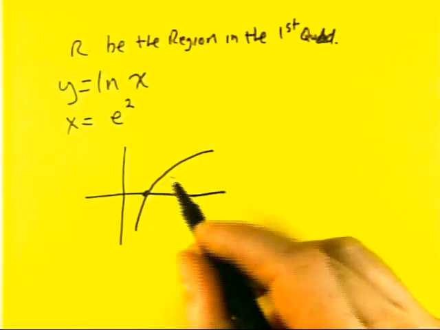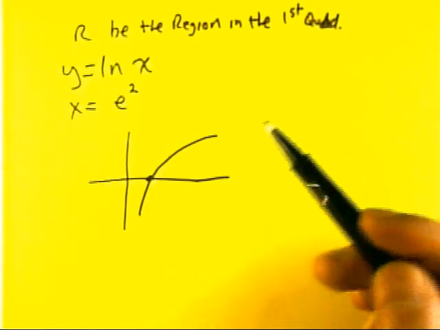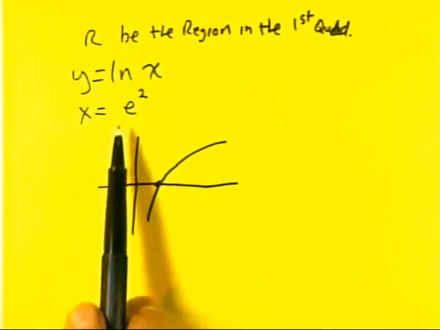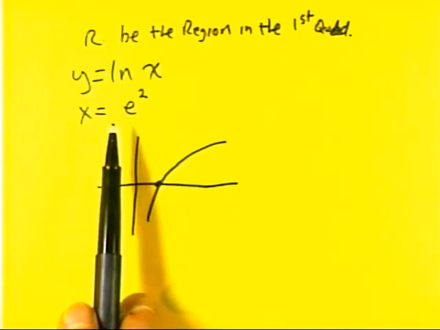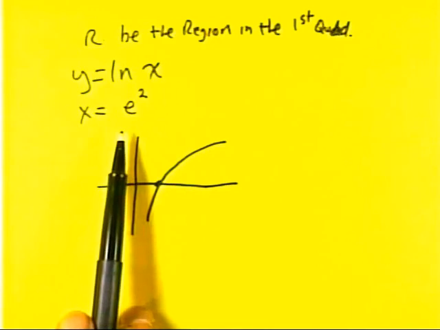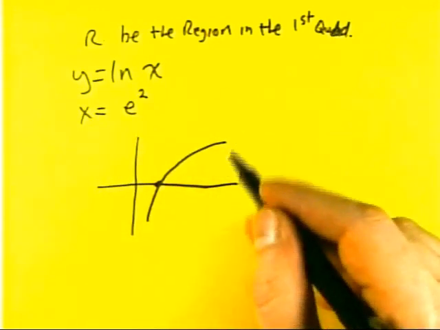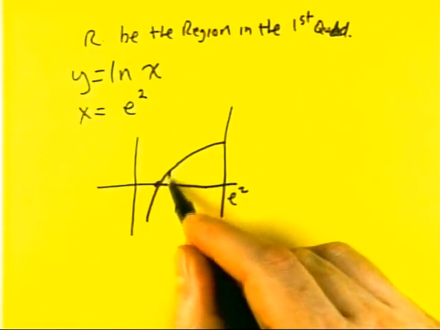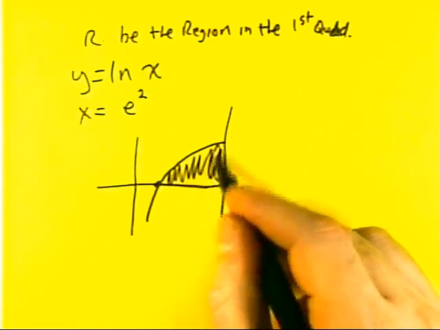Now, if x equals e squared, is that a horizontal or vertical line? Vertical, so it's somewhere out here. So what we're looking for is this region in here, the area of this region.